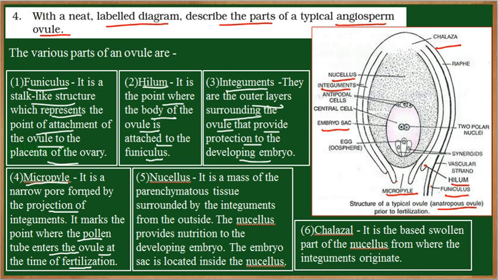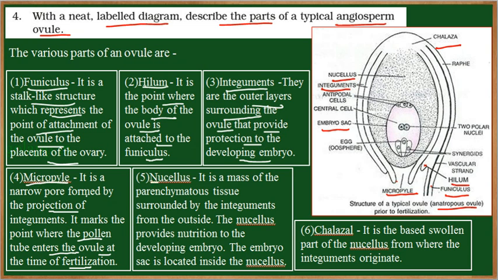And through the micropyle, during fertilization, when the pollen tube carrying the male gametes enters into the ovule, it would be through the micropyle. So the small opening which is present opposite to the chalazal end is called the micropyle, and this is formed by the projections of the integument. So these are the projections of integument giving rise to micropyle.